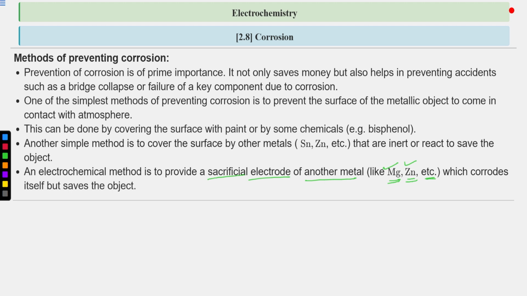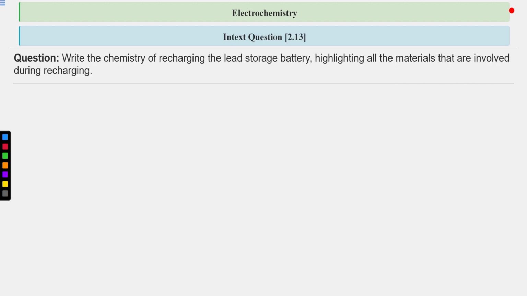Okay, what will happen? This electrode will corrode itself. The corrosion will happen with this electrode, but it will save the metal. Okay, this is also a process to prevent the corrosion. Okay, now let's do an in-text question, which is 2.13 as per our NCERT.